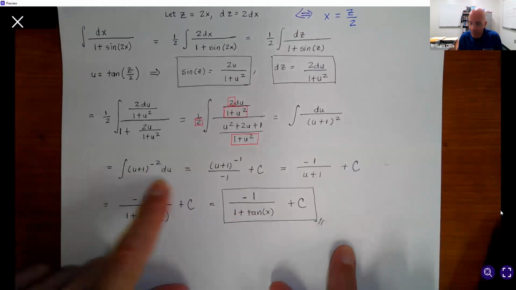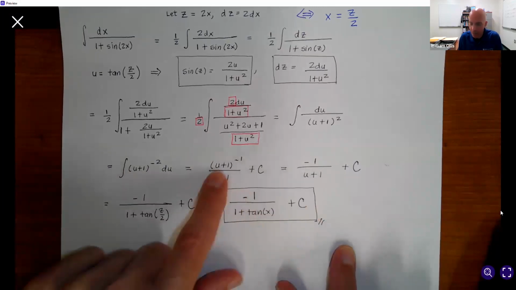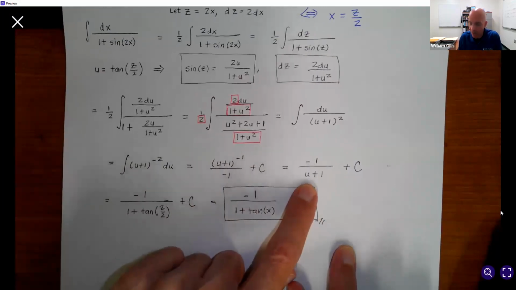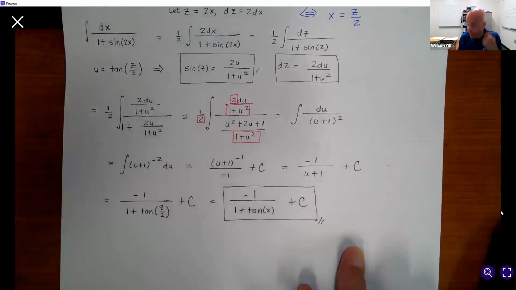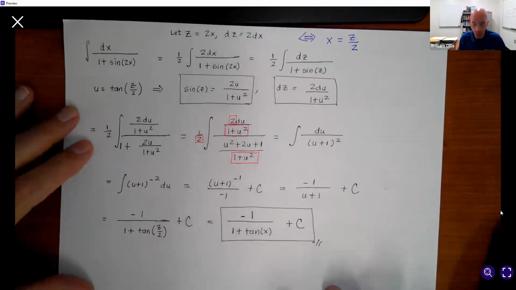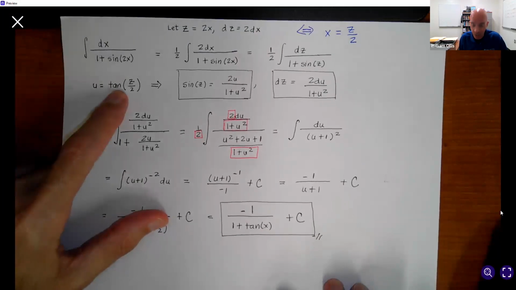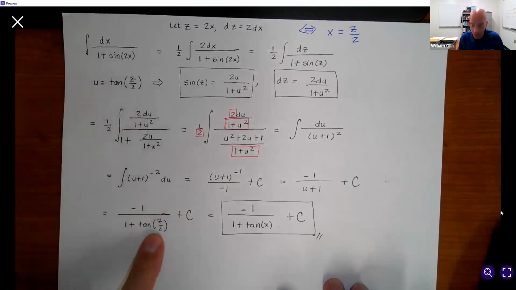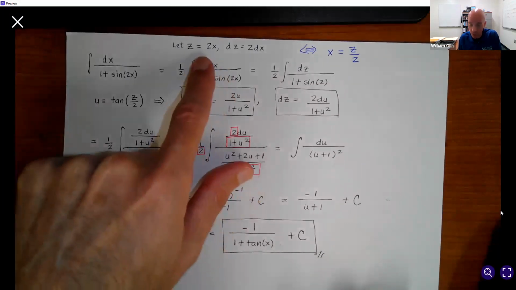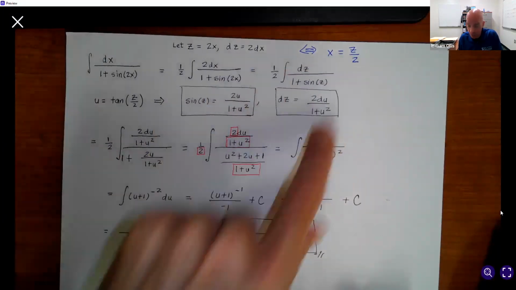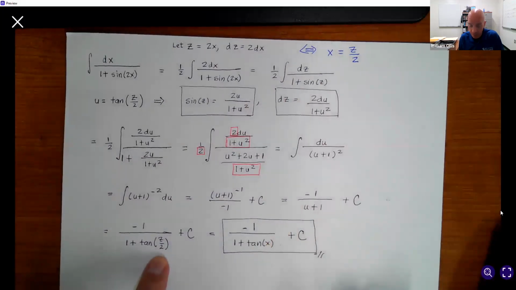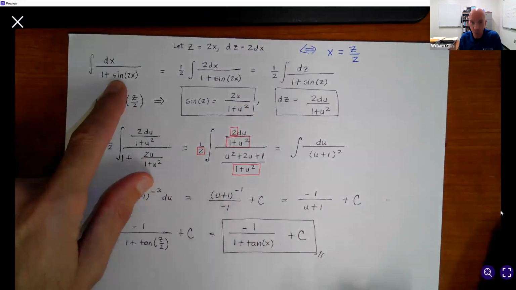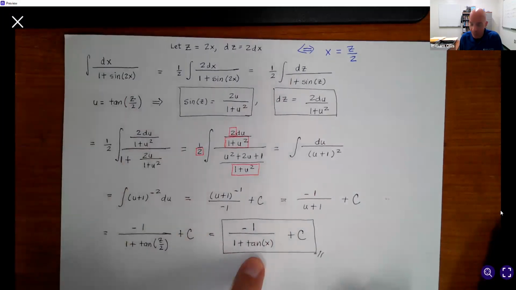This is table ready. We can write this without the negative power as negative 1 divided by u plus 1 plus an arbitrary constant. Now, we need to go back to the original variable. We know that u is tangent of z over 2. But going back to our original substitution, x is just z over 2. So we can replace the z over 2 with x, and we have our original variable. Now we have an antiderivative, negative 1 divided by 1 plus tangent x, and the family of antiderivatives, adding the arbitrary constant.